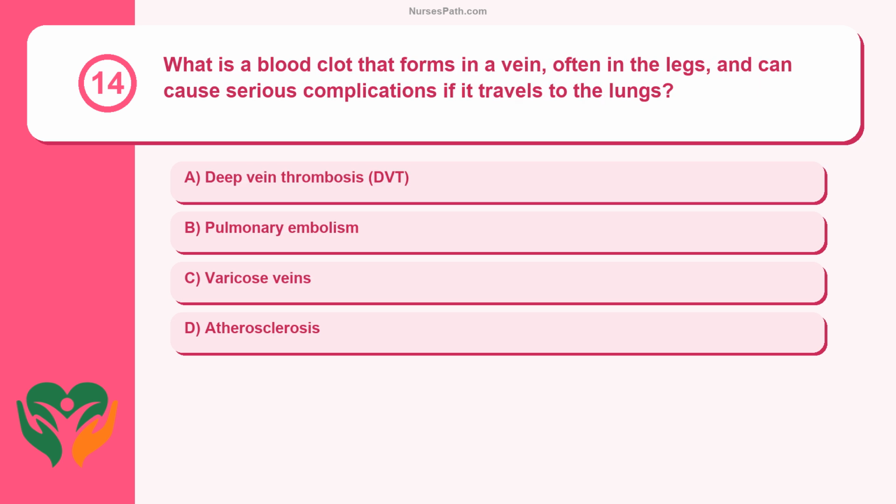Question 14. What is a blood clot that forms in a vein, often in the legs, and can cause serious complications if it travels to the lungs? Deep vein thrombosis, DVT. Pulmonary embolism. Varicose veins. Atherosclerosis.